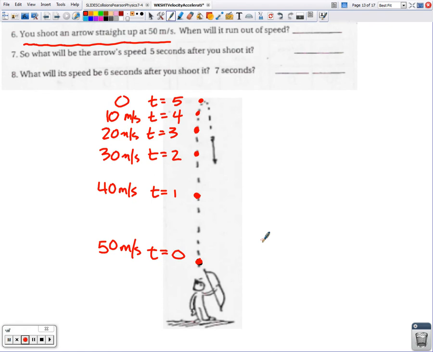How long does it take the gravity here on Earth to take something from 50 to 0? It takes 5 seconds. And we've kind of already talked about the answer to number 7, right? After that 5 seconds, what's the speed going to be?